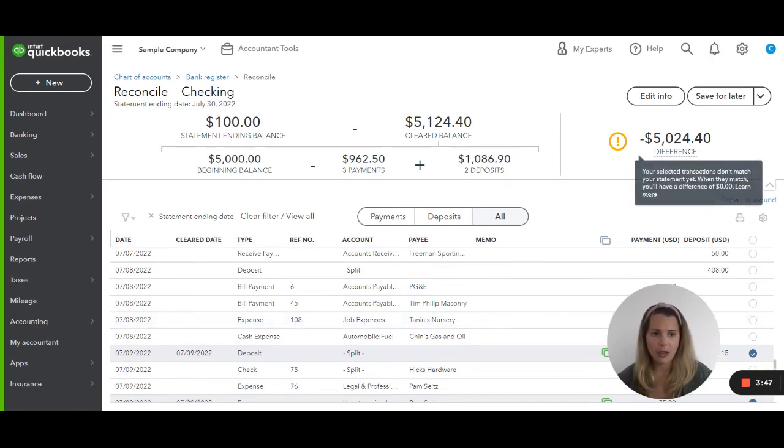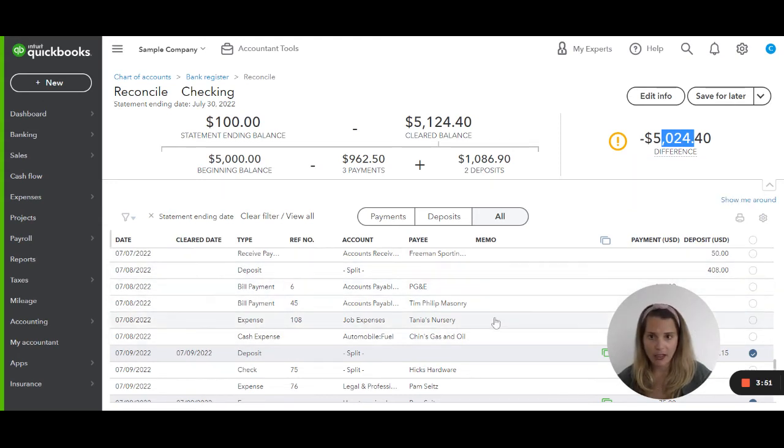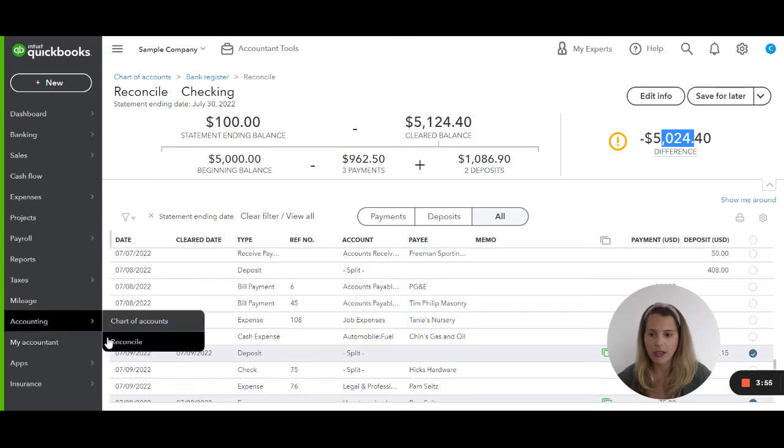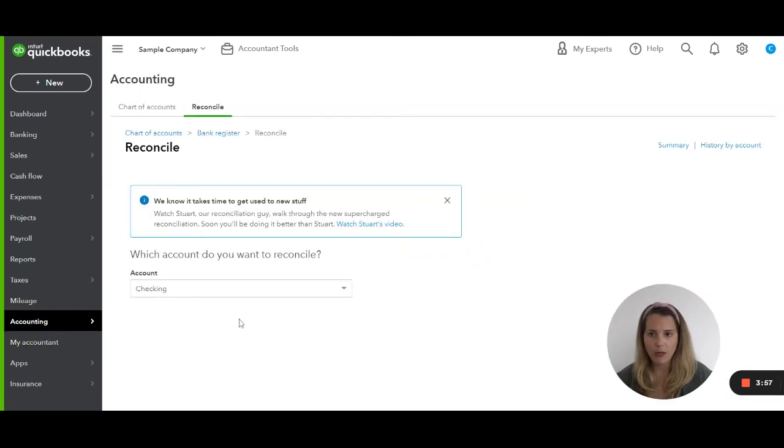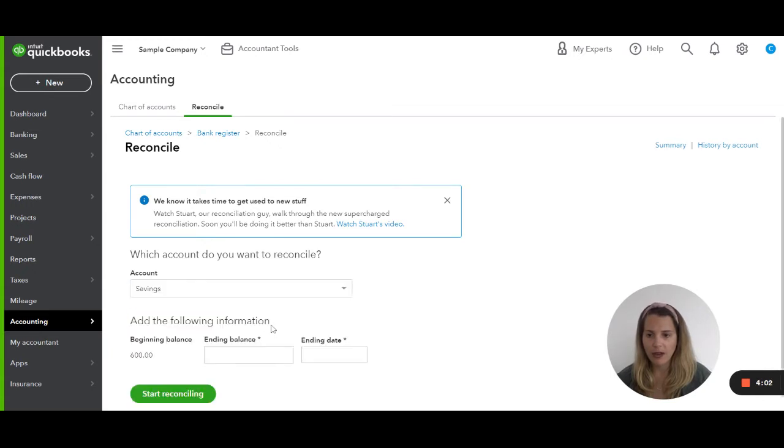So we want this number to be zero, and we want nothing to be unchecked. And when we come in to do a reconciliation, if we see that there hasn't been one in a long time, like if we go to the savings account here, I can see that one has never been done. So that's going to be an issue. That means checks and balances have not been done, so we can't trust the set of books, basically. Doing the reconciliation is super important.